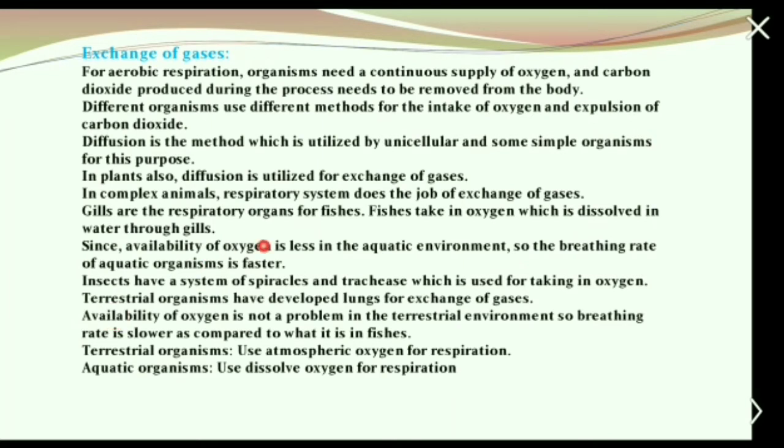Insects have a system of spiracles and tracheas which is used for taking in oxygen. Availability of oxygen is not a problem in the terrestrial environment, so breathing rate is lower as compared to in fishes. Terrestrial organisms use atmospheric oxygen for respiration, whereas aquatic organisms use dissolved oxygen for respiration.